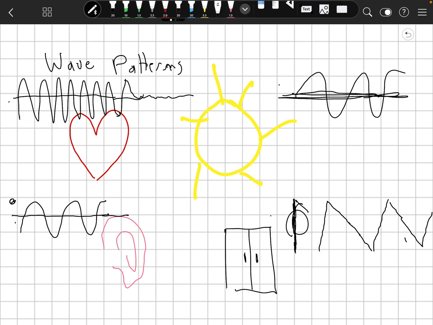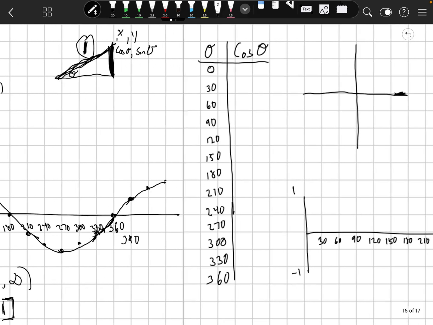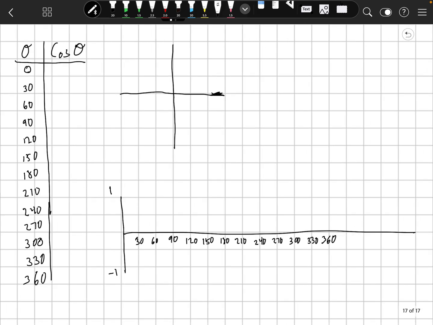That's why it's such a powerful thing, and there are plenty of other things that the sine function can model too. All right, let's look at cosine. Cosine is not much different than sine.